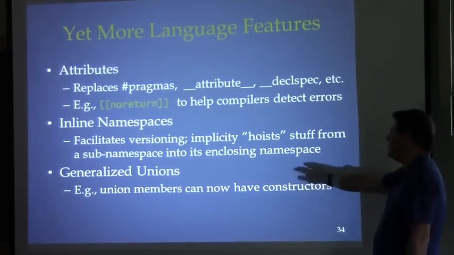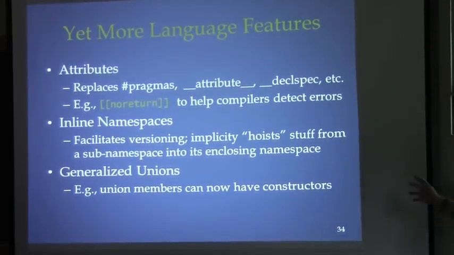Generalized unions. Unions can have more things than they used to be able to have, like constructors. That's basically the idea there.